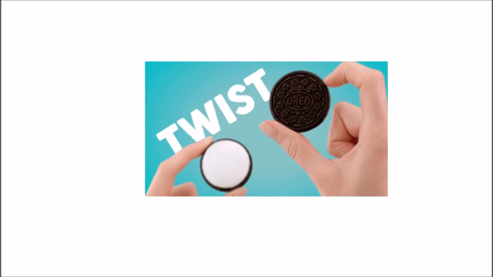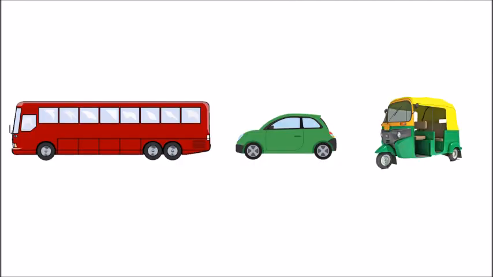Now children, what is this? This is your favorite. Yes, it is an Oreo biscuit. Can you tell me children, what is in between the Oreo biscuits? Come on. If you twist the Oreo biscuit, what do you see? Correct. You see cream. We have cream in between the Oreo biscuits. So next time when you eat an Oreo biscuit, twist and see the cream. Then lick it.